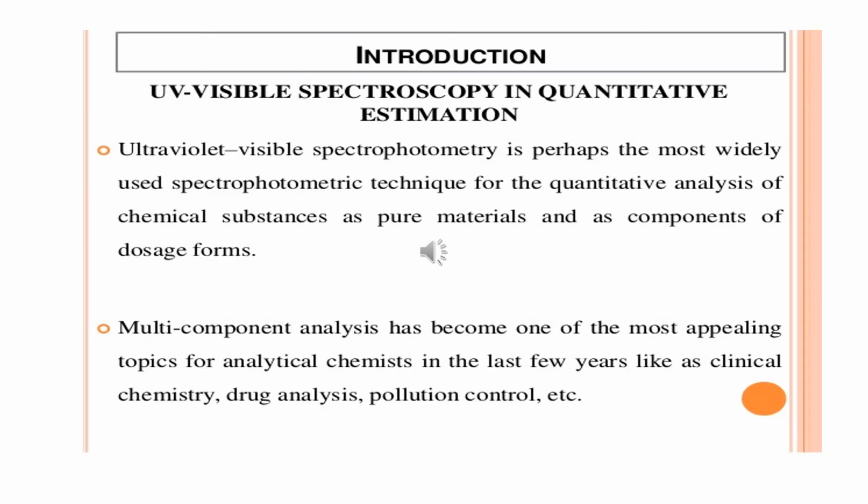UV-visible spectroscopy in quantitative estimation. Ultraviolet-visible spectrometry is perhaps the most widely used spectrophotometric technique for the quantitative analysis of chemical substances as pure material and as a component of dosage form. Multi-component analysis has become one of the most appealing topics for analytical chemists in the last few years, like clinical chemistry, drug analysis, pollution control, etc.